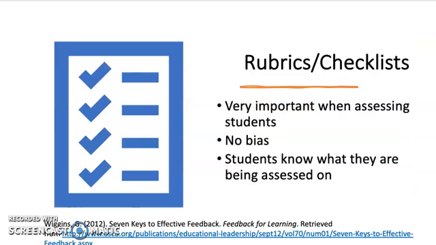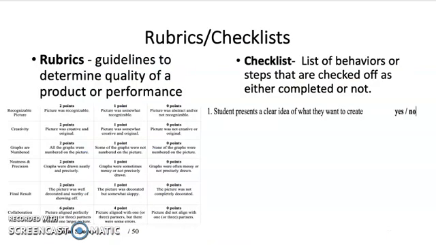So it's very important that when assessing students you're using a rubric or a checklist. This creates no bias and students know exactly what they are being assessed on. So the difference here is rubrics are guidelines to determine the quality of a product or performance. A rubric I have an example of here is one that I do for my picture project. There are different categories: recognizable, creativity, graphs and numbers, and then there are points assigned to that.